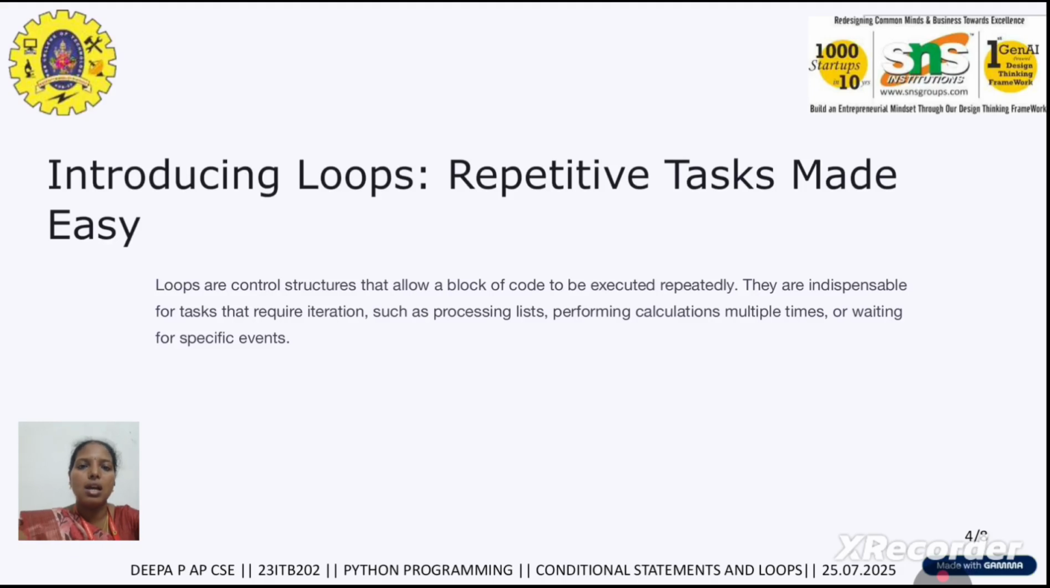The next part is loops, which make repetitive tasks easy. Loops control and allow a block of code to be executed repeatedly. They are useful for tasks that require iterations, such as processing lists, performing calculations multiple times, or waiting for specific events. So repetitive tasks are made very easy with looping.